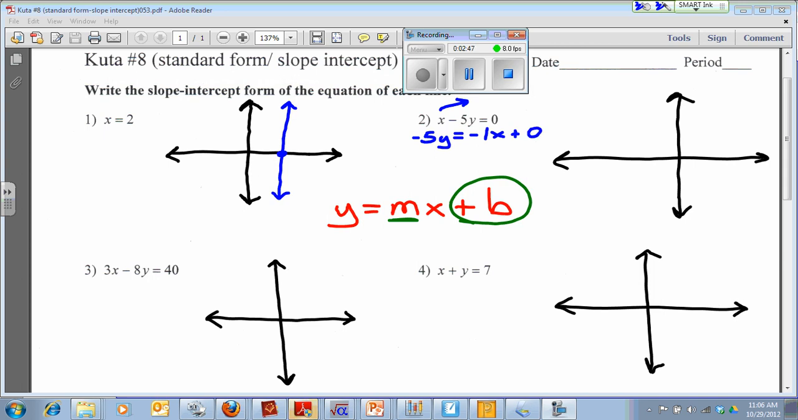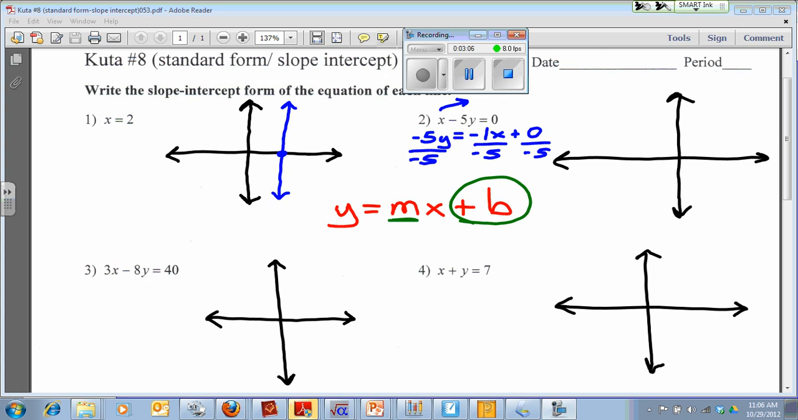Well, I'm almost there. I would like to have y all by itself, but I have a coefficient of a negative 5. If I would like to get rid of that, what's the opposite of multiplying by a negative 5? I would divide by a negative 5, but I need to do that to every term. So I would divide this by a negative 5, I would divide this by a negative 5, and now I'm going to go ahead and get my equation in what we call slope-intercept form.